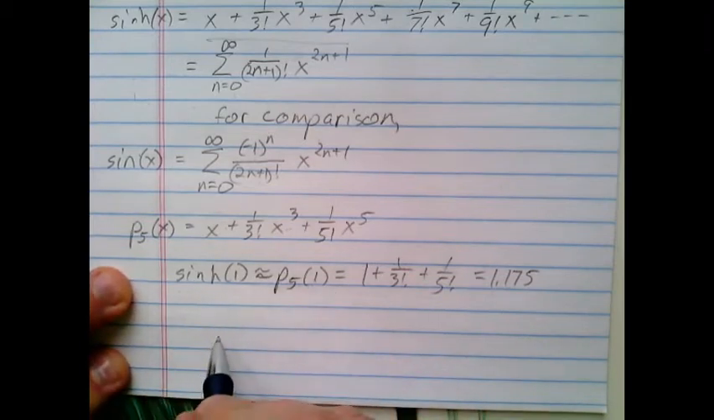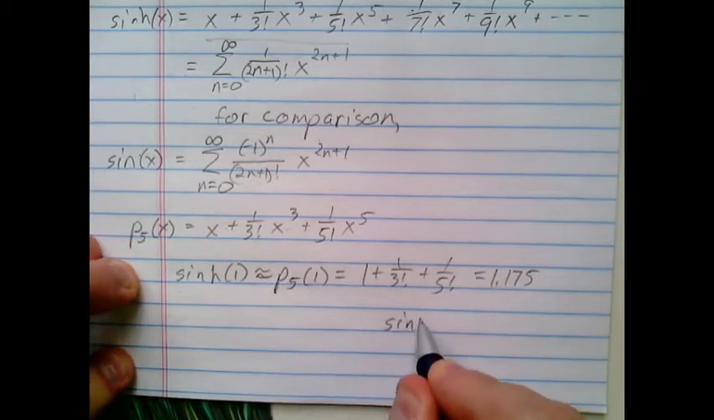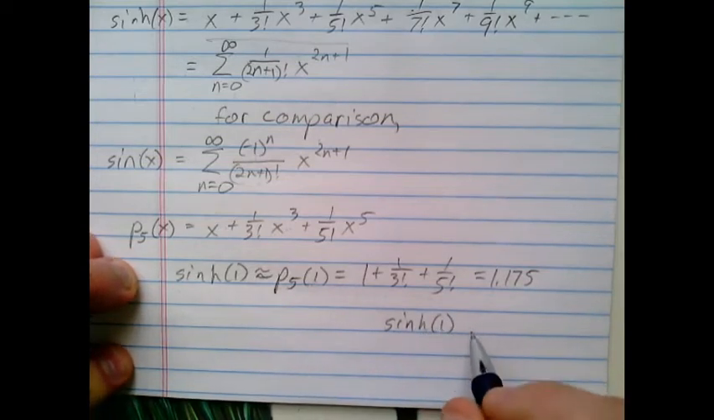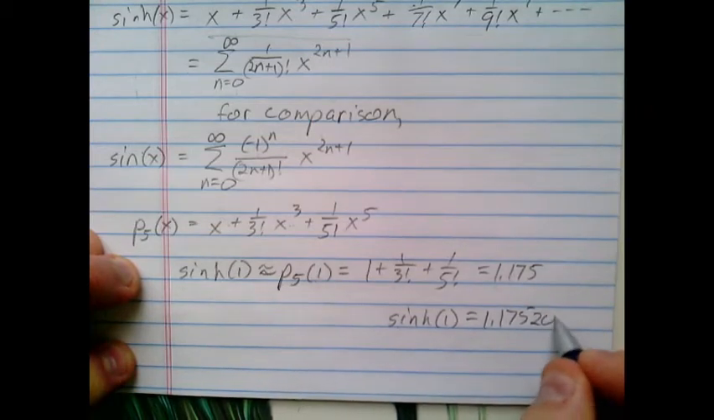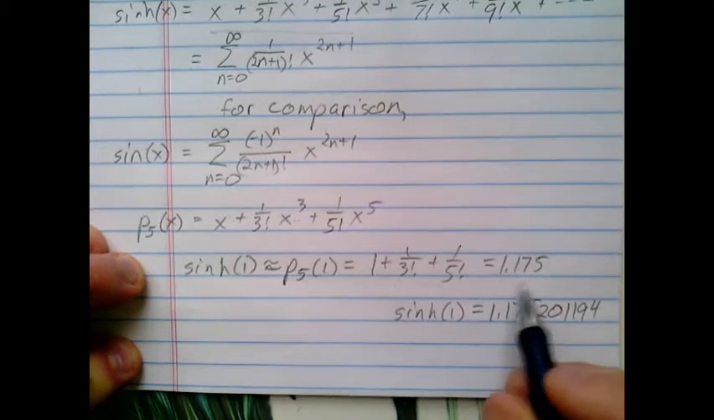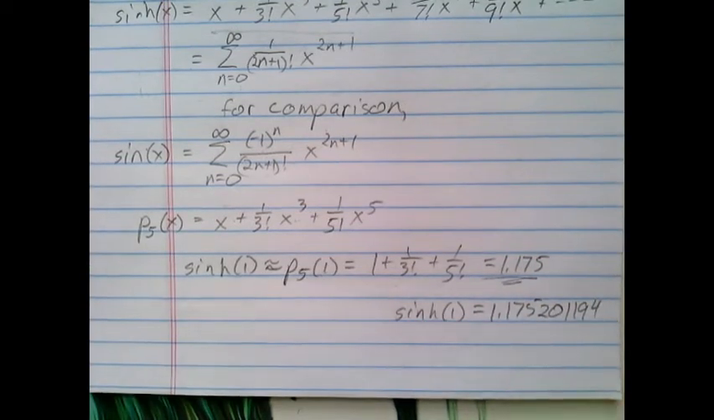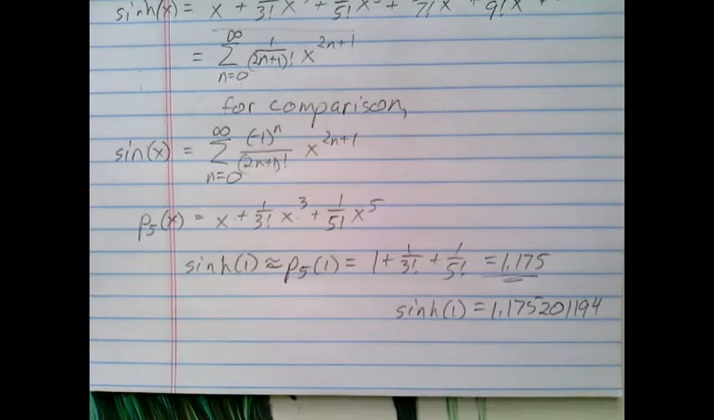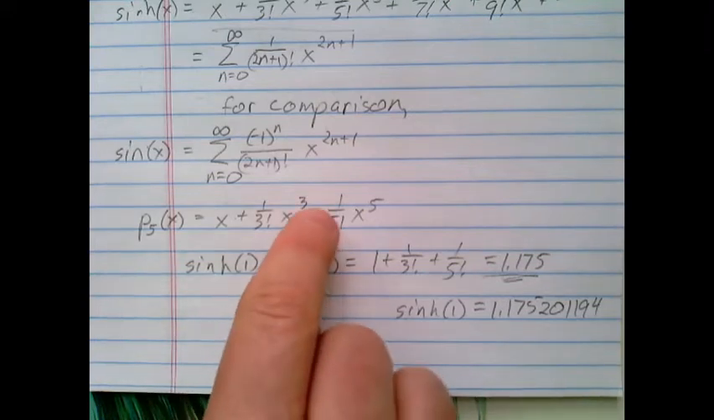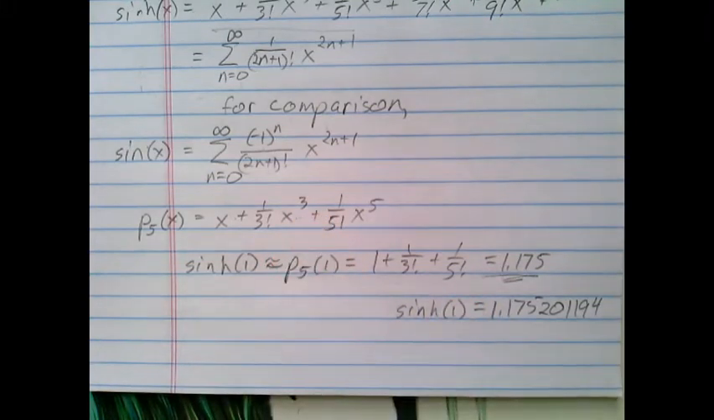So this was the approximate value, but the true value, or at least the true value to as many decimal places as my calculator is showing, is 1.175201194. So actually that's good. That was accurate out to 3 decimal places. This is one of the really nice things about these Maclaurin and Taylor polynomials. Because the coefficients have factorials in the denominator, the terms shrink in size pretty quickly, which means they tend to converge pretty quickly. We usually don't need very many terms to get pretty good approximations.